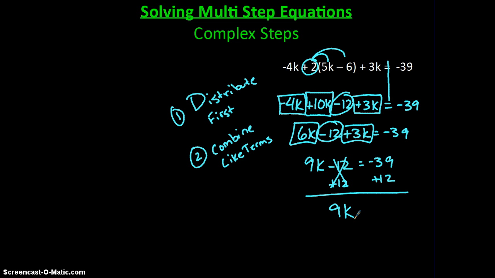drops in because negative 12 plus 12 is 0. And now I have negative 39 plus 12, which we already know is going to be negative, and then just subtract them. So then 39 minus 12 is 27, so therefore it's negative 27. Last thing, divide by 9 to get the k to be 1k. So then k is equal to negative 27 divided by 9, which is negative 3.